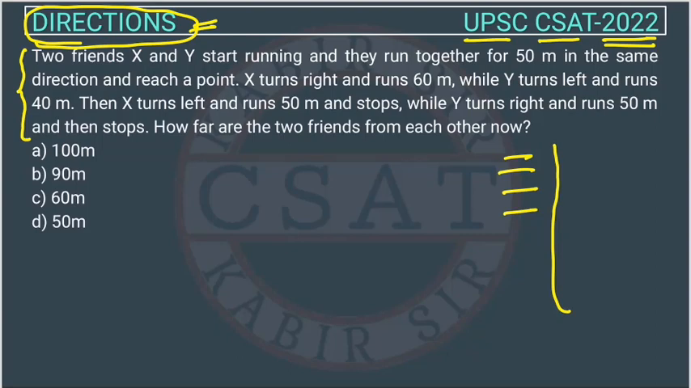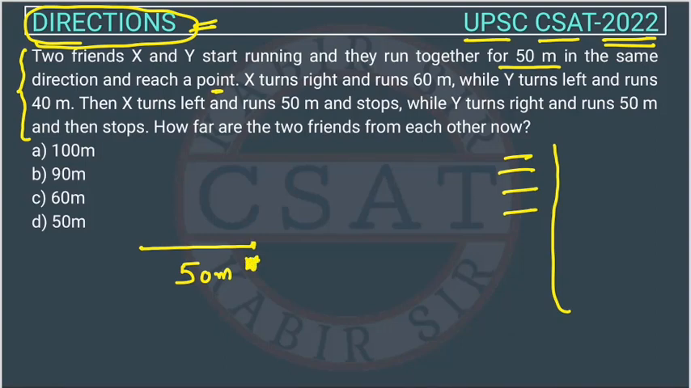Two friends X and Y start running and they run together for 50 meters. So suppose this is the starting point. No direction is given, right? They say that X and Y start running and run 50 meters in the same direction and reach a point. Okay, this is the point.